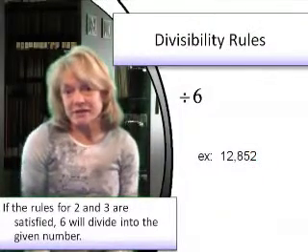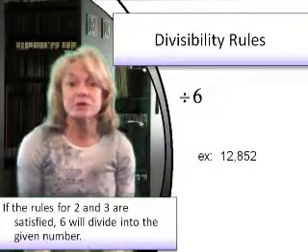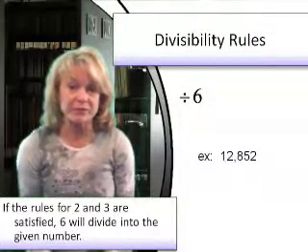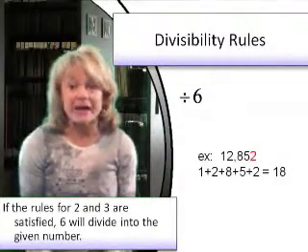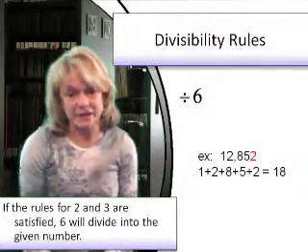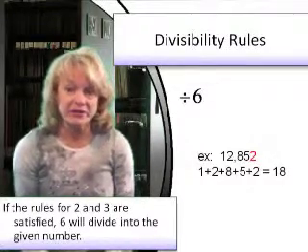6 prime factored is 2 times 3, so it makes sense that if both rules are satisfied, 6 will also divide into the number. So the number ends in an even digit, and 3 will divide evenly into the sum. Therefore, 6 will divide evenly into 12,852.